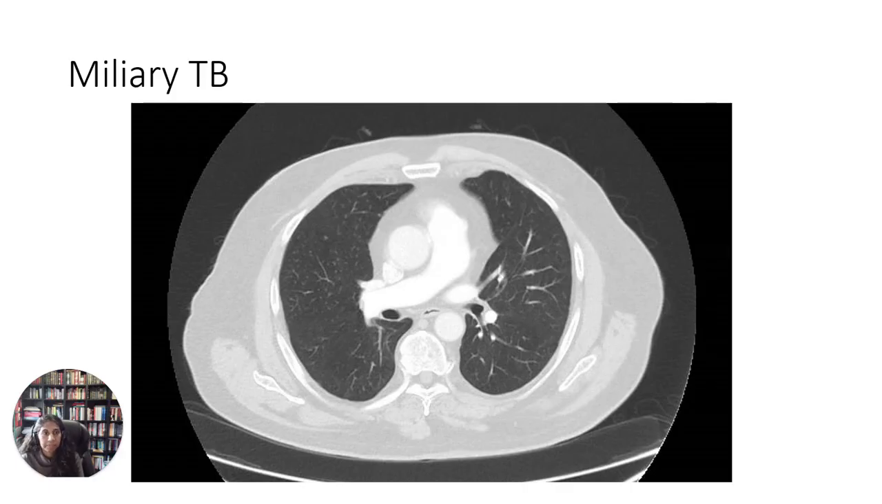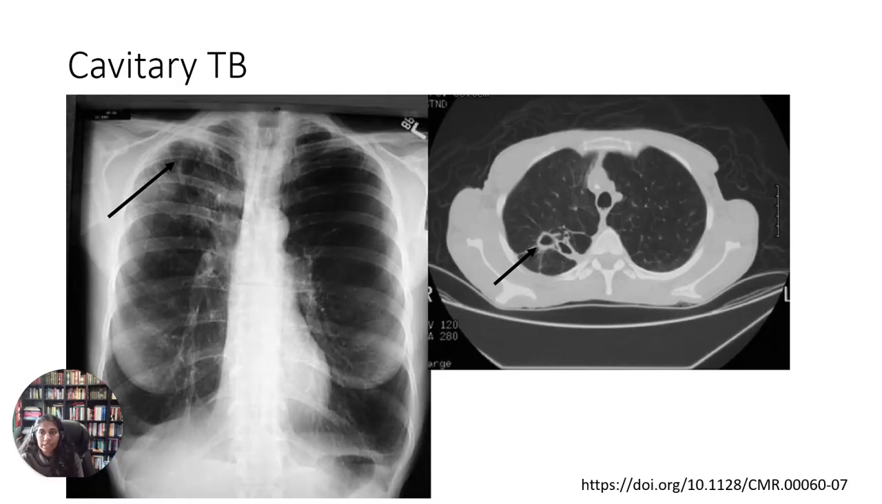So again, the classic finding, cavitary TB, we can see that cavity on the right, in the right upper lobe on the x-ray where you can see air, and then the same thing on the CT chest, you see that thick wall with the air in the middle.